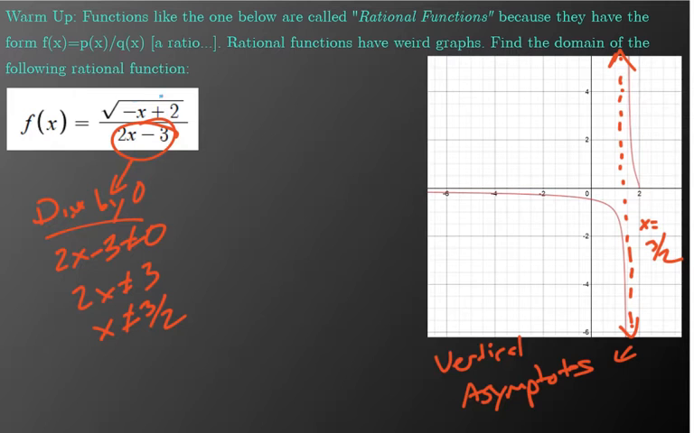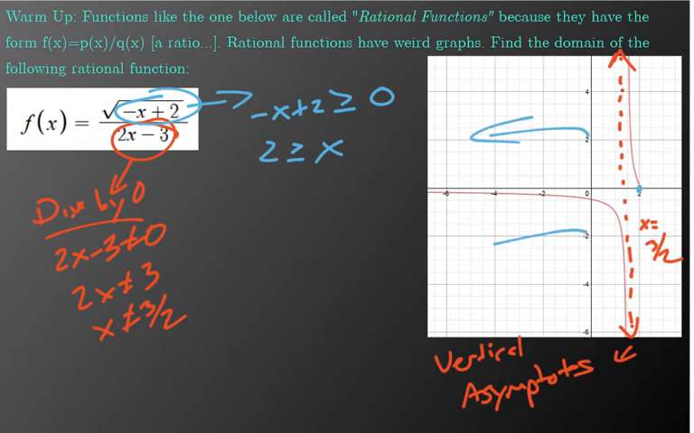The other thing that can happen is you need the inside of any of these even roots to be greater than or equal to 0. So I'm just going to add x over, and then I'll be done. So it's saying that x needs to be less than or equal to 2, all right? And so you can see that here. Here's 2, and we're to the left of 2. There are no parts of the graph to the right of 2. And so that's the connection between the domain and the picture.